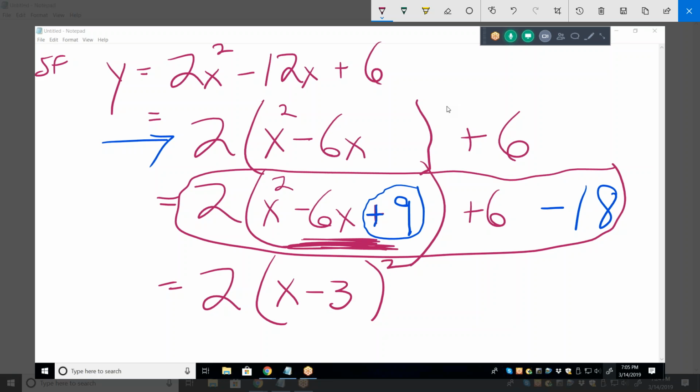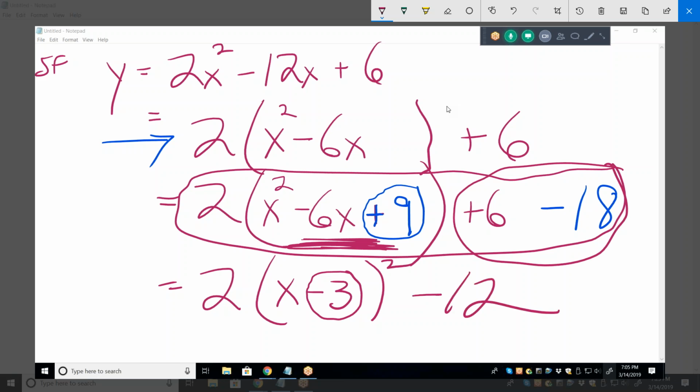When you took half of 6, that's what goes right there. Okay? And now I combine those two numbers and I got minus 12. Look familiar? Yeah. Vertex format. So I've taken standard format and I've converted it to vertex format just by completing the square. I know it seems hard, but you want to remember completing the square. It's just not the last time you'll have to do it.